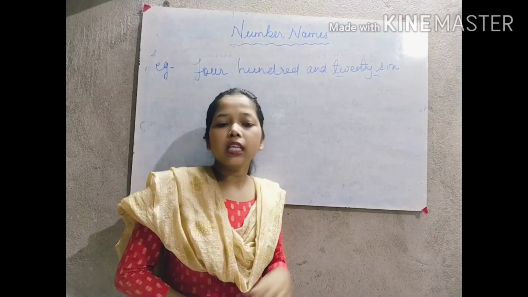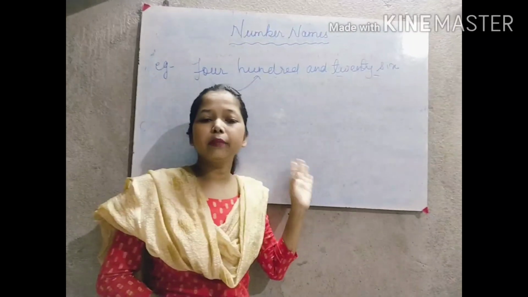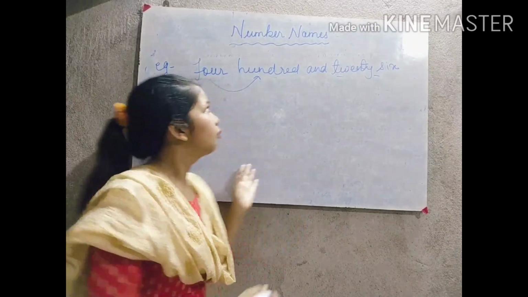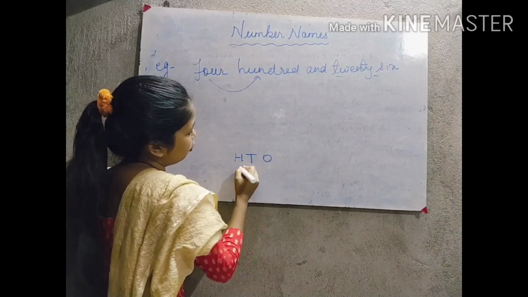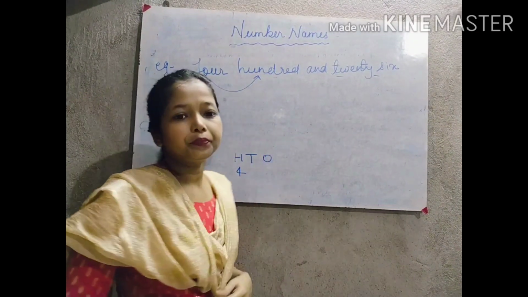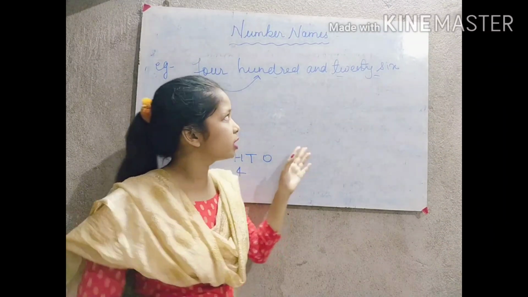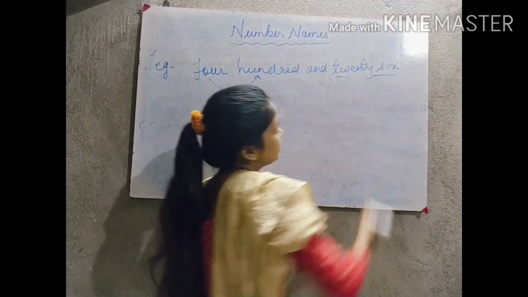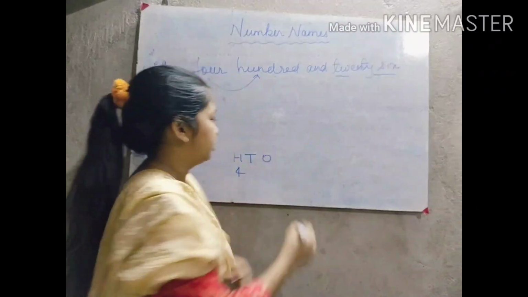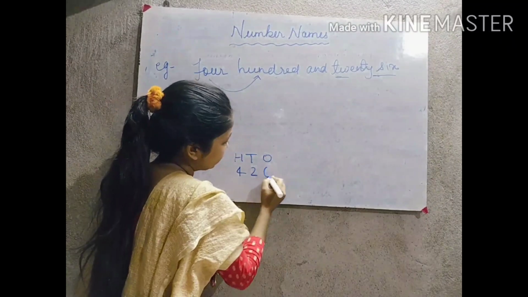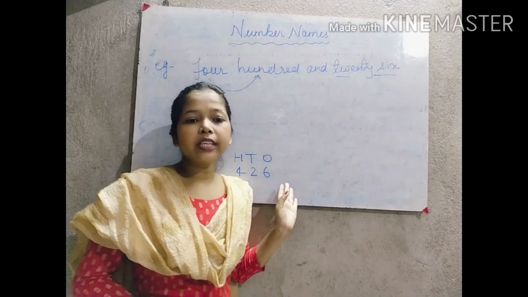So 400 means the digit in the hundreds place is 4. The digit in the hundreds place is 4, and the digit in the tens and ones place together is 26. So we will write here 2 and 6. 426. So the numeral is written as 426.